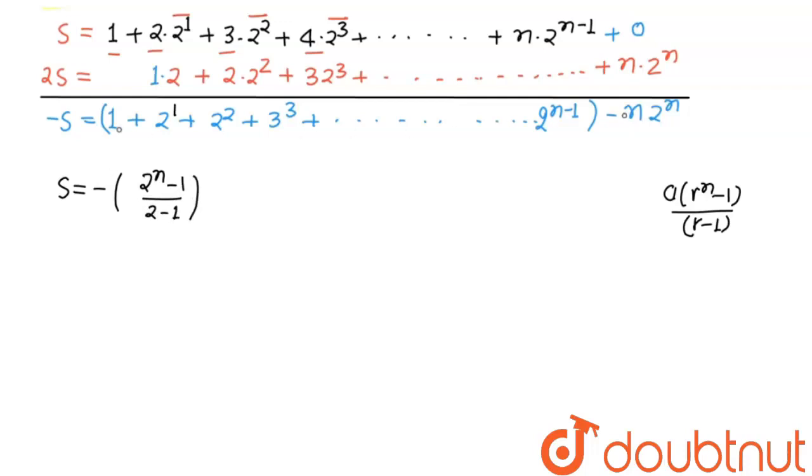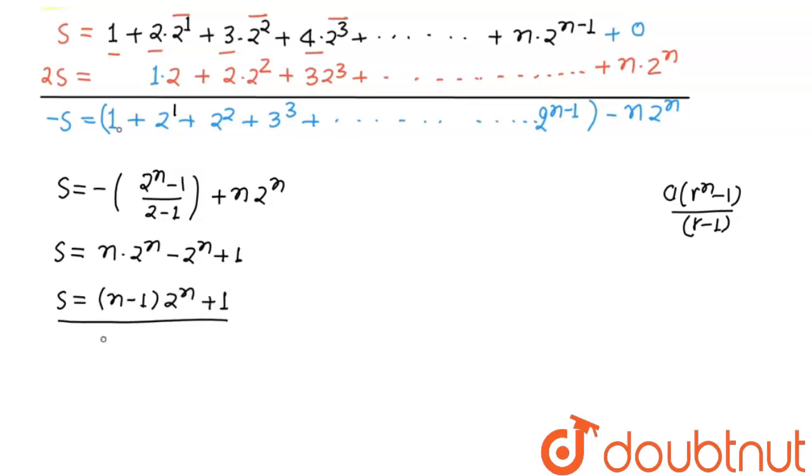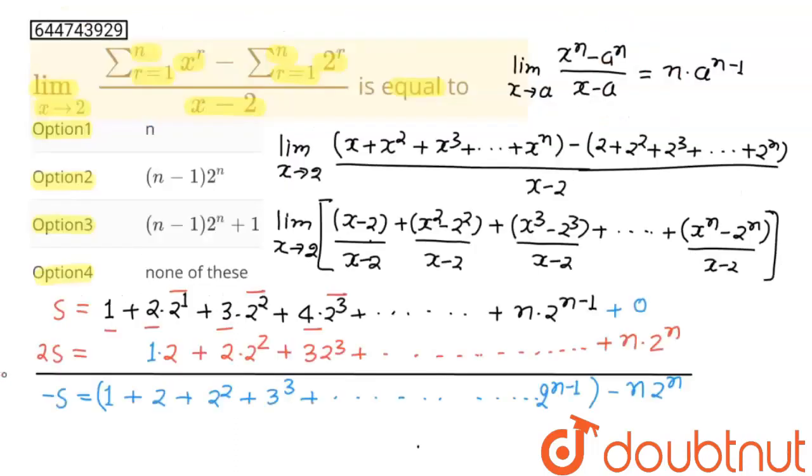And when this minus will multiply with this, it will become plus n times 2 to the power n. And this will become S is equal to n into 2 to the power n, minus 1, minus will multiply inside, this will become 2 to the power n plus 1. And here S will be equal to n minus 1 into 2 to the power n plus 1. Okay, now see which is the option. So here you can see option third is correct.